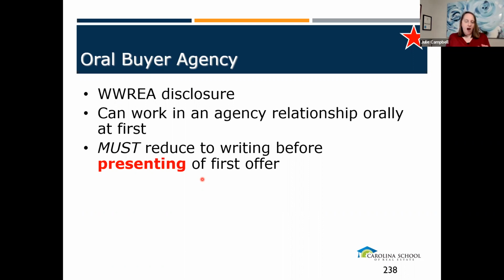I can show you property. I can write the offer up. I can ask you, what do you want? How much do you want to offer? When do you want to close? Seller pay closing costs. We can fill in the blanks of the contract together. But about the time that I'm ready to present it, and by present it means I'm contacting the seller or the listing agent and saying, here is my buyer's offer. That offer is changing sides. The buyer is delivering it, handing it, presenting it to the seller. I cannot do that. I cannot send it to the seller or the listing agent without putting this agreement in writing.